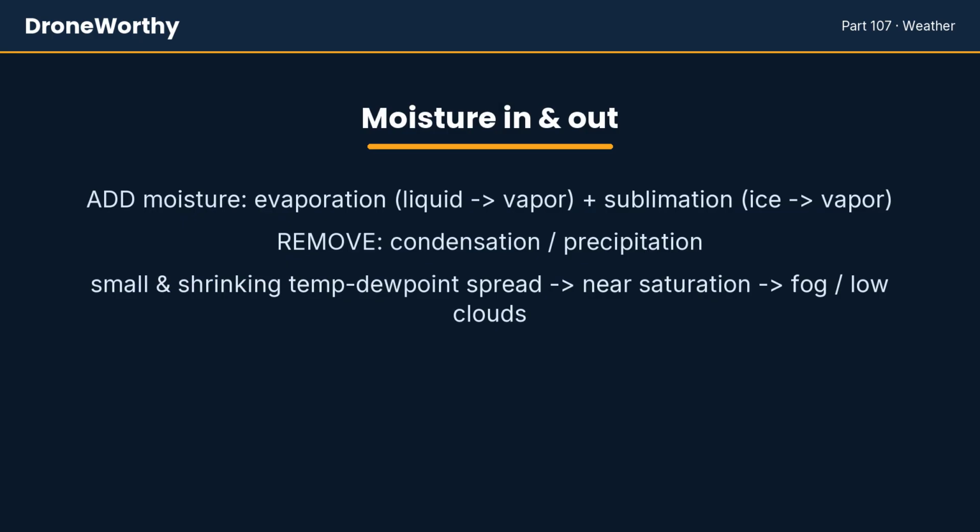Two processes add moisture to the air: evaporation, liquid water turning to vapor, and sublimation, ice turning straight to vapor. Anything that pulls water back out, like condensation or precipitation, is the wrong direction. So when a question asks how moisture gets added to air, it's evaporation and sublimation. And here's how you see it coming. When the temperature and the dew point squeeze together, and that spread is small and shrinking, the air is near saturation, and fog, or low clouds, are on the way.